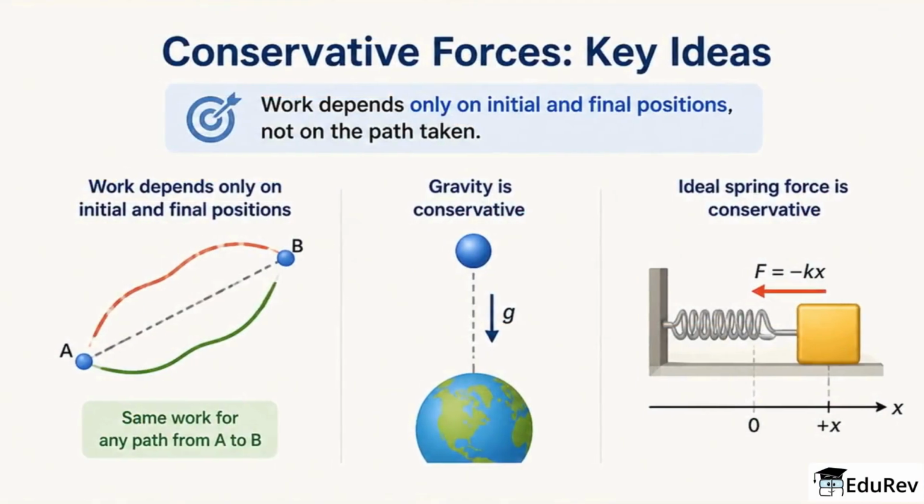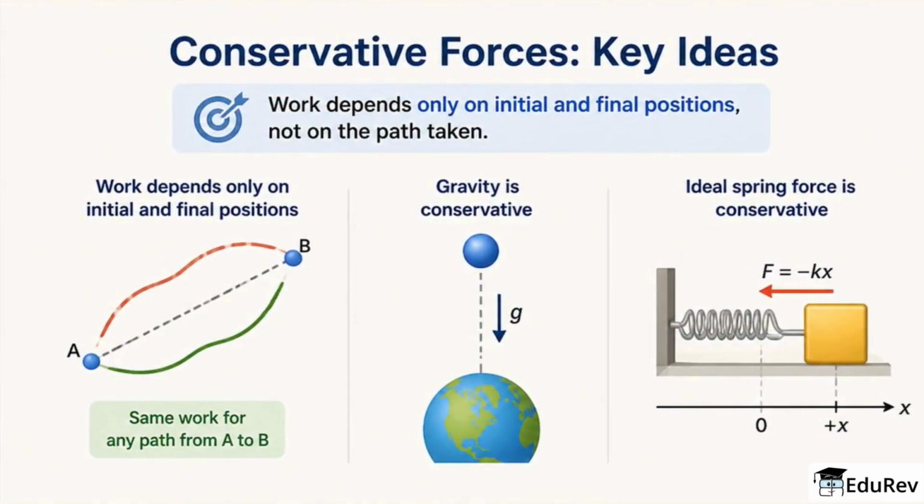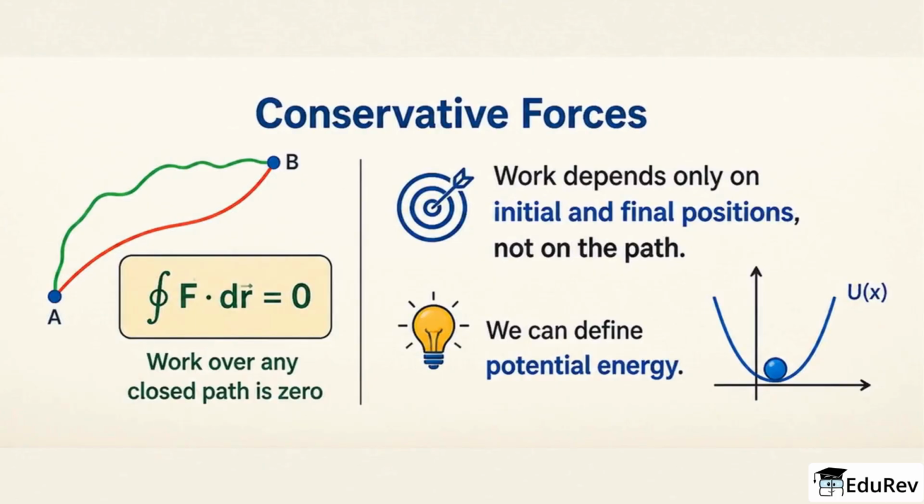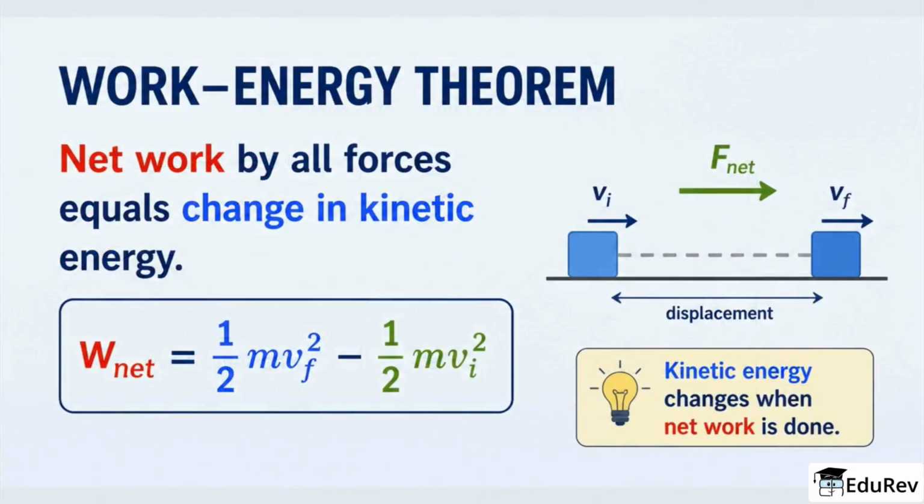Brief note on conservative forces. A force is conservative if work depends only on initial and final positions and not on the path. Gravity and ideal spring forces are conservative. Work done by a conservative force in a closed path is zero, and we can define potential energy for such forces. Work energy theorem says net work by all forces equals change in kinetic energy. That is, net work equals 1/2 m v final squared minus 1/2 m v initial squared.